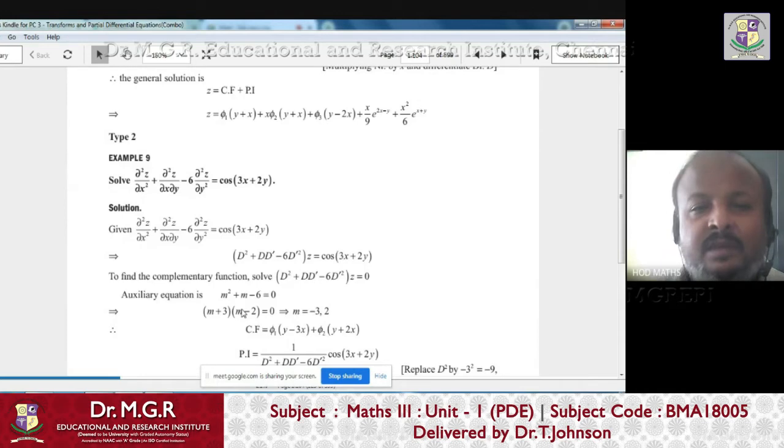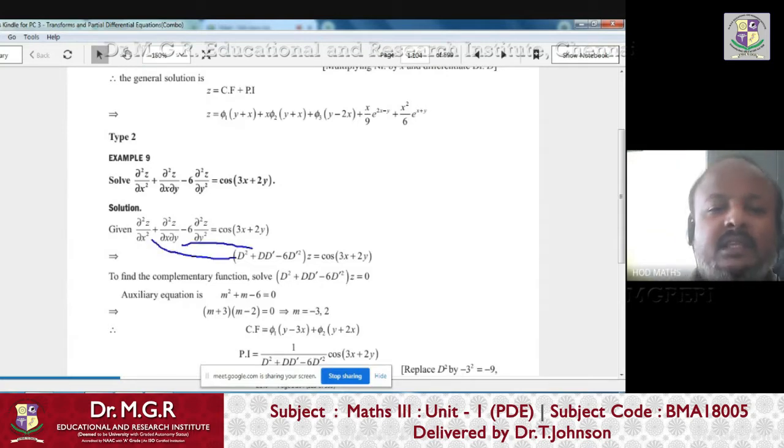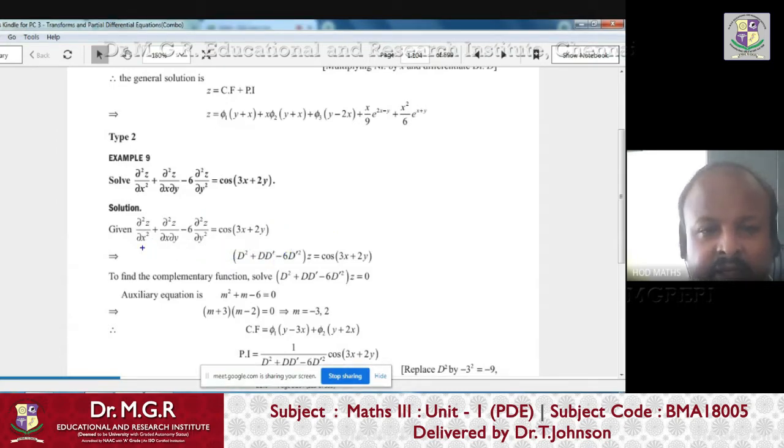Dou square z by dou x square means that is nothing but D square, that is differentiate z with respect to x 2 times. Then dou square z by dou x dou y, that is DD dash. And dou square z by dou y square, that is D dash square. So D square plus DD dash, the same term they are writing like this.